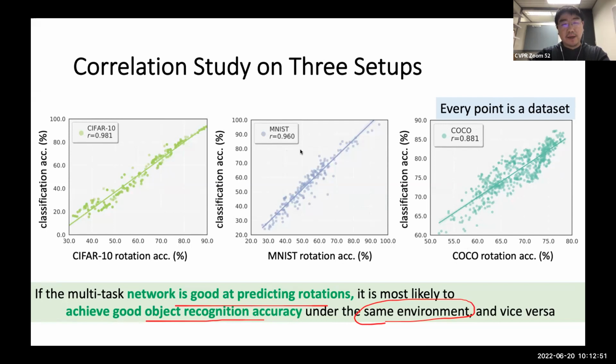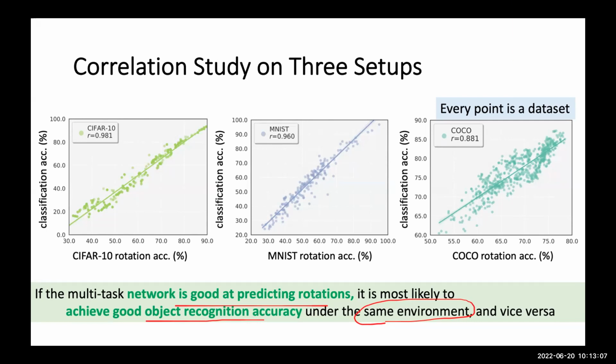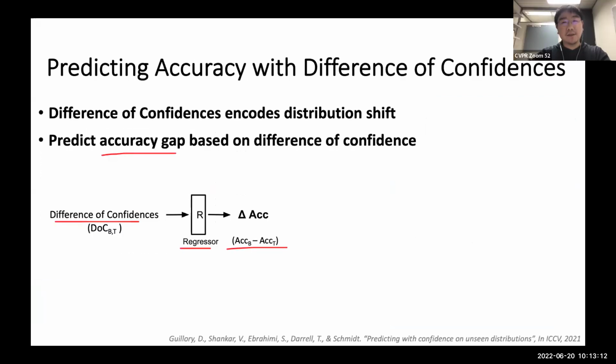For Zhongwei, one more question. Based on your study, which one measures domain gap better? Difference of confidences or feature distance? This is a very good question, actually. This is difference of confidence, and some other methods use feature distance. So we can't give you a definite answer yet.